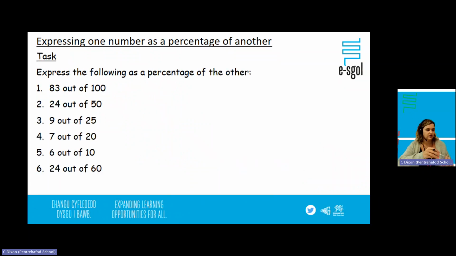Can you now pause the video and have a go at the ones on the screen? There are 6 questions. I'll give you a few seconds to pause it and I'll come back in with the answers.